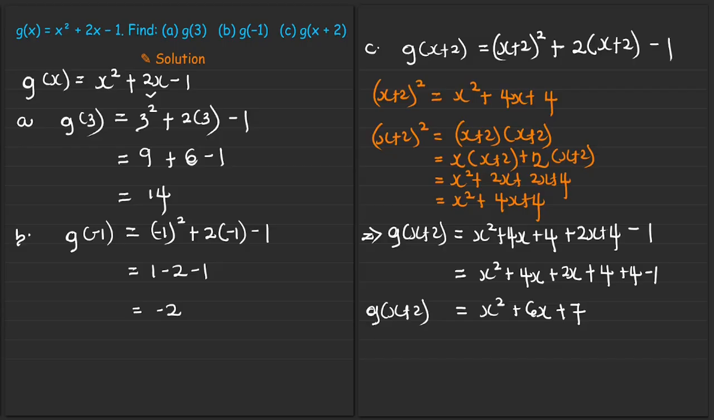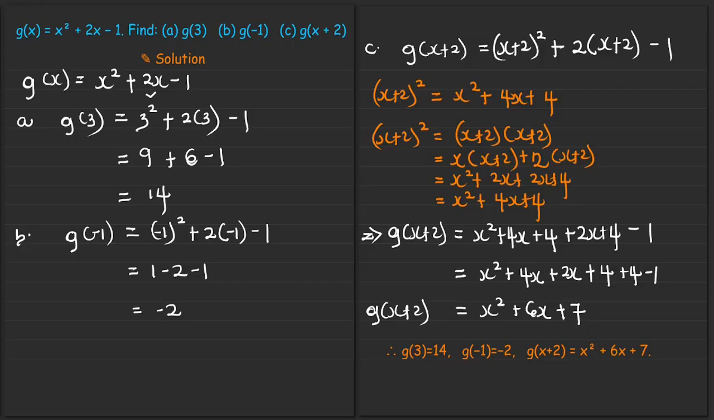Very, very simple. Our conclusion is going to be that our g of 3 gave us a 14. Our g of negative 1 gave us a negative 2. And then the last one gave us an x squared plus 6x plus 7.